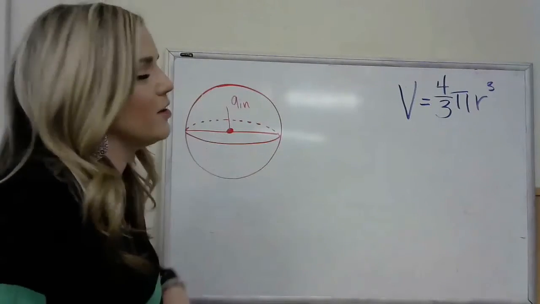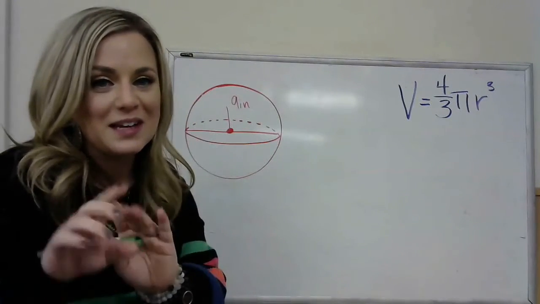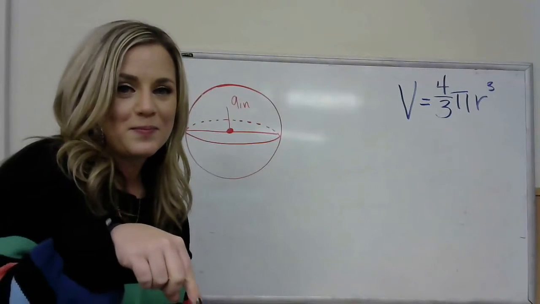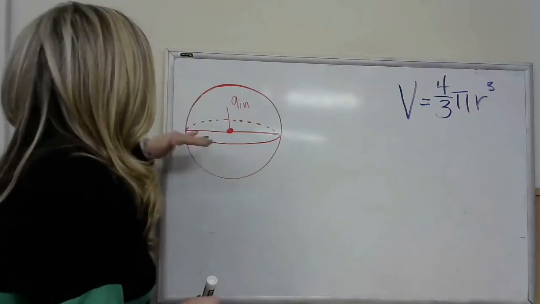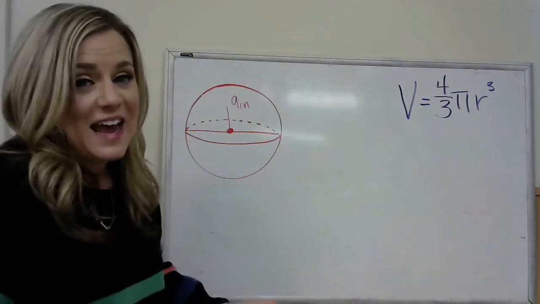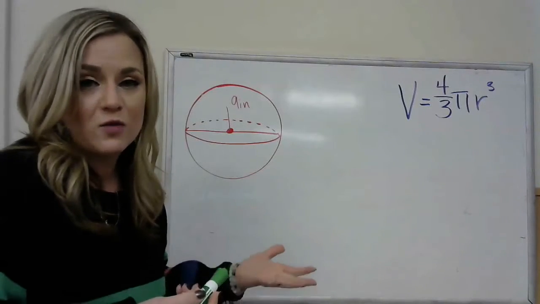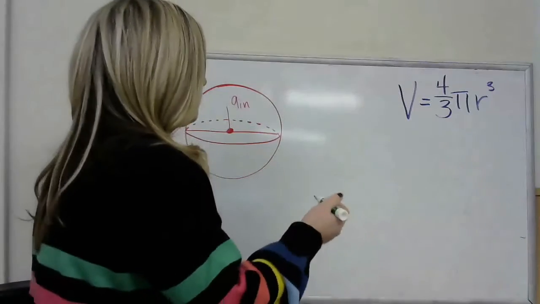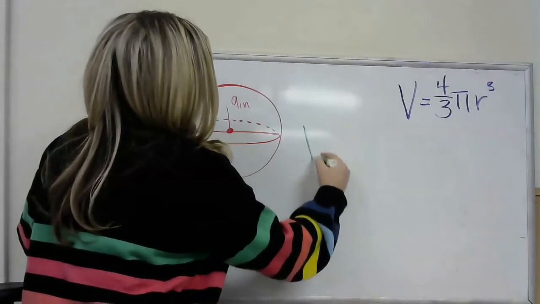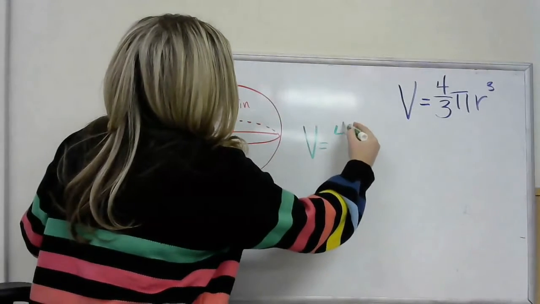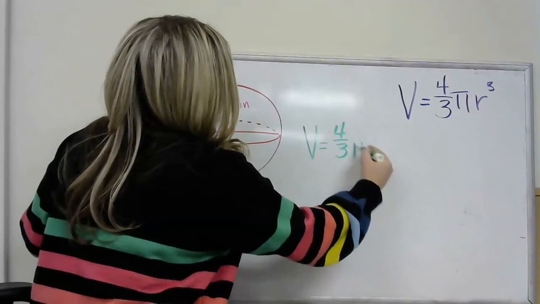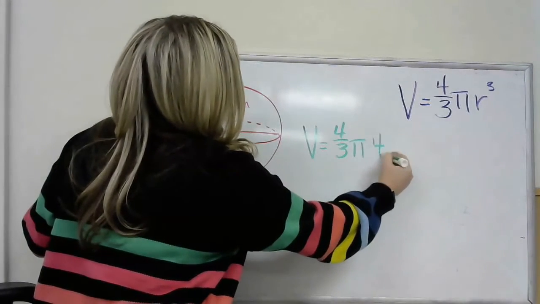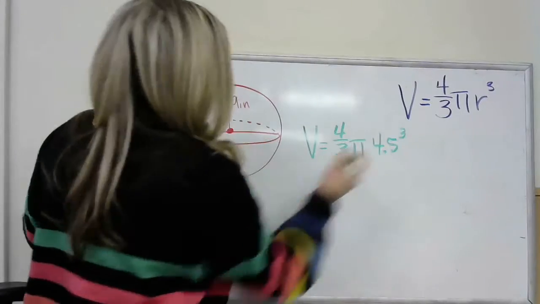Okay, so we have the diameter. I'm going to give you a second to hit pause or the space bar. All right, so they did give us a diameter, so I have to cut that in half. I know that 9 cut in half is 4.5. All right, so I'm just going to plug in my numbers. Volume equals 4/3 pi times 4.5 to the third power.